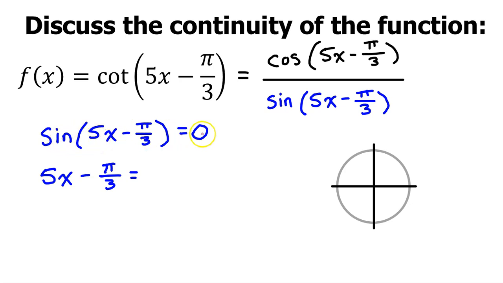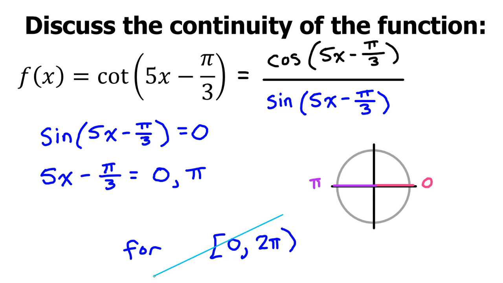To solve a trig equation, you first solve for the expression on the inside. So, where is sine equal to 0? Sine is the y value on the unit circle, and y values are equal to 0 here and here. So that's at 0 and pi.